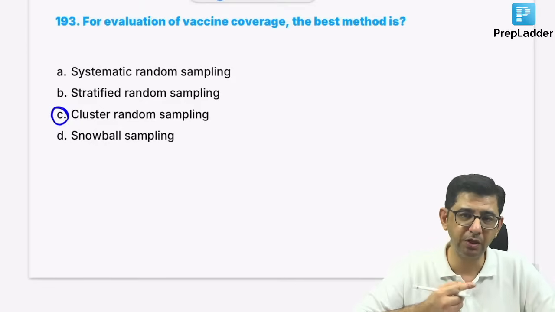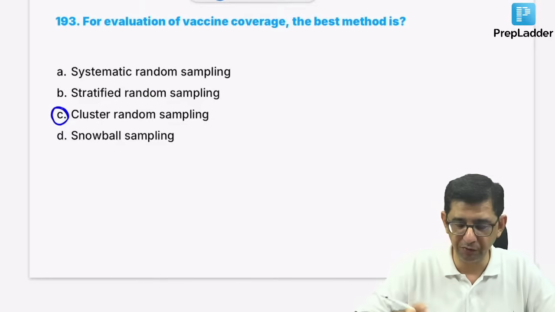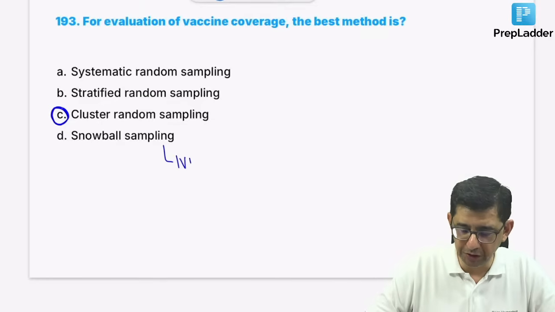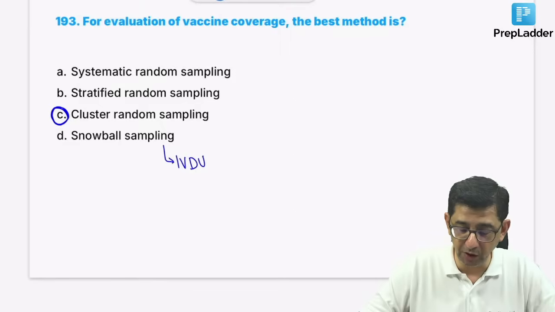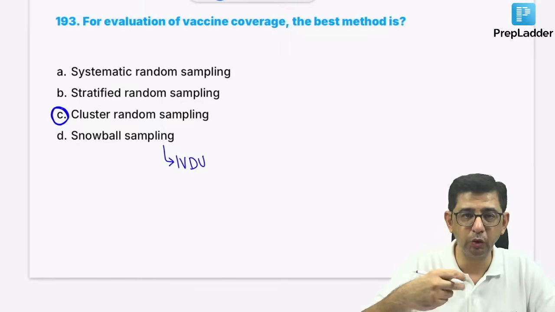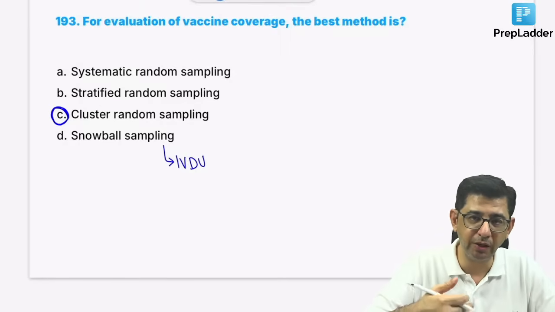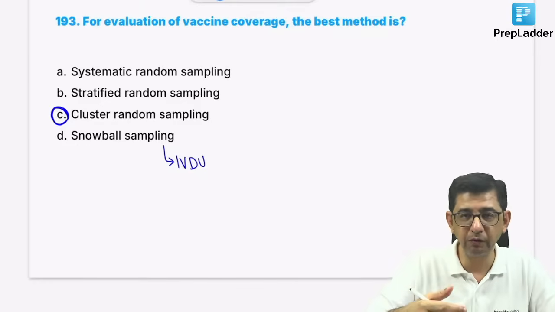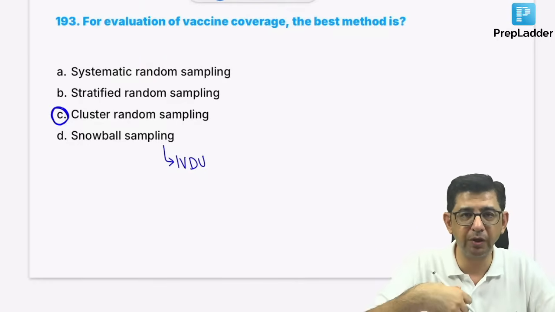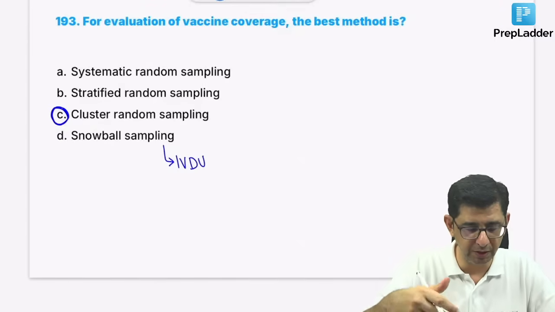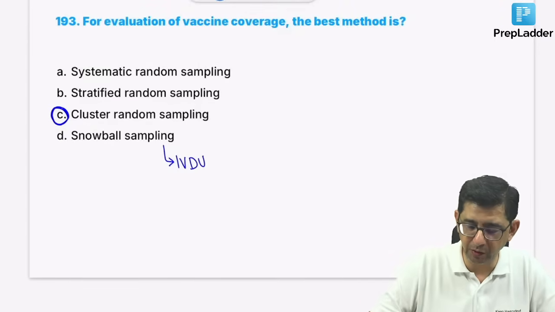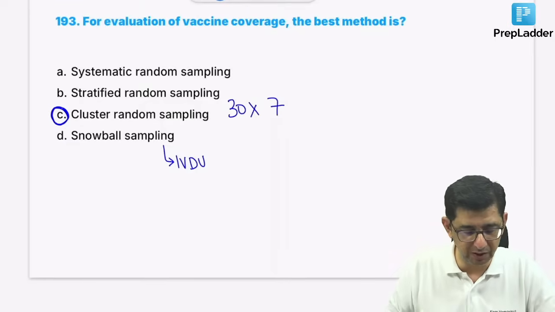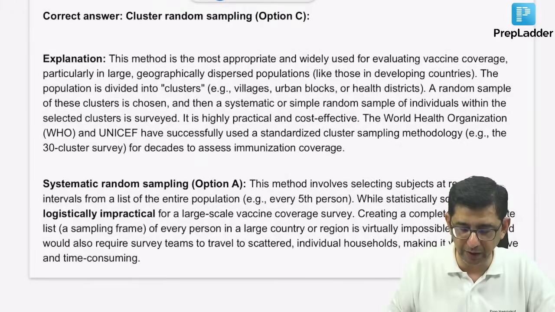Snowball sampling is always done whenever it's a hard to reach group. Like if you want to reach out to IV drug users, if you want to reach out to transgenders, then you do snowball sampling. You connect with one of them, and then he will connect you to the rest of the community. But for this question, it was 7 children, 30 clusters, perfectly fine. That would be the 30 into 7 technique that we follow. So I can just write that also. And that would be for vaccine coverage. That's a WHO recommended technique.